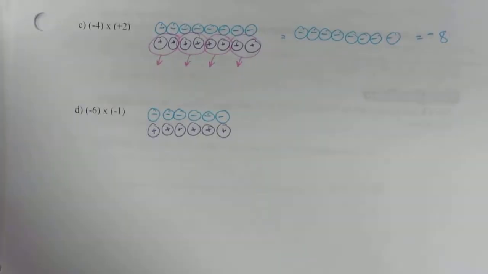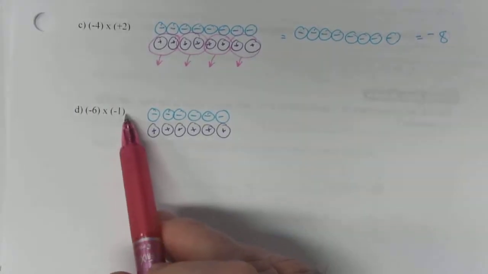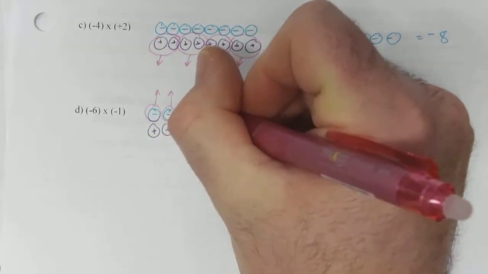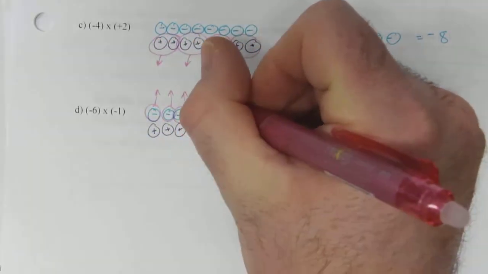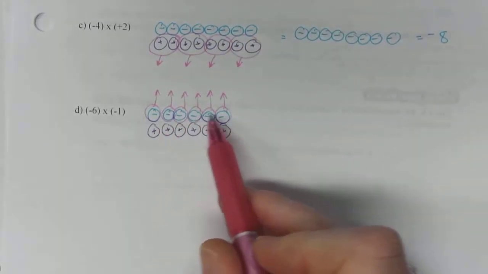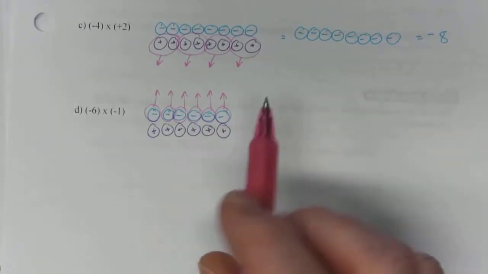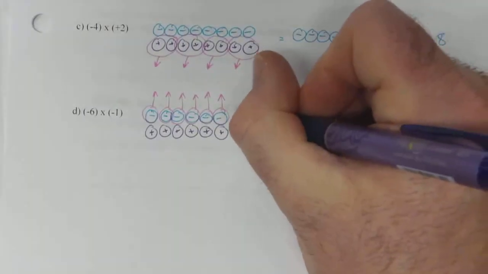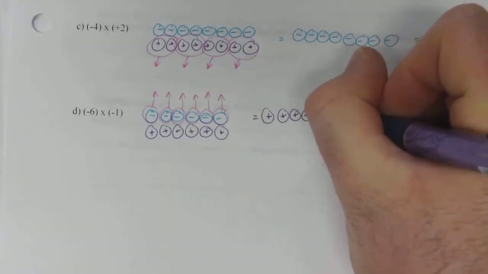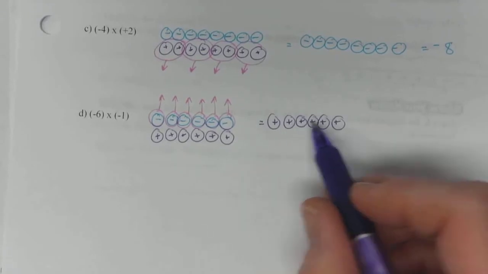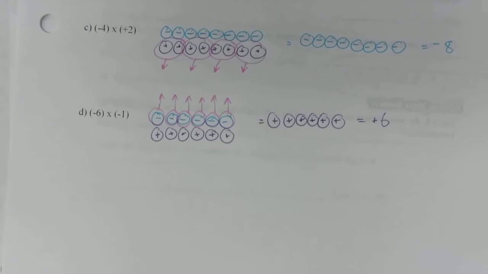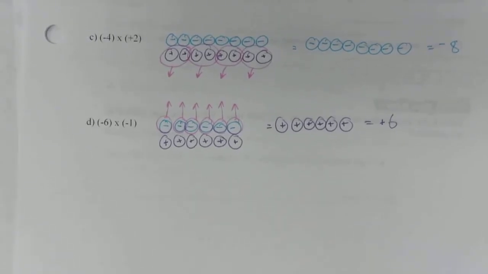So I am removing groups of negative 1. 1, 2, 3, 4, 5, and 6. So I've taken those out. And it leaves me with just these positives. So we're left with this. And that's 1, 2, 3, 4, 5, 6 chips that are positive. So our answer is positive 6. That is your solution for today's Show You Know.